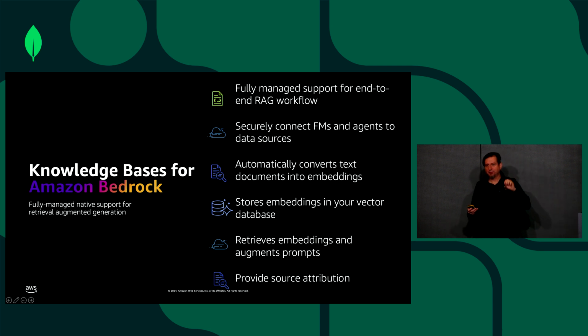And then you will specify, I want to use this embeddings model. It will take the source and the chunking strategy. Chunking is how a document is broken up into pieces. You can select several chunking strategies. It will generate the embeddings and store them in MongoDB Atlas. You don't need to do anything. And you can provide source attribution.